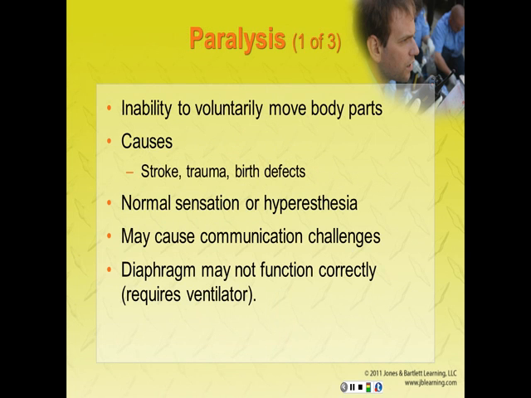Paralysis. Paralysis is the inability to voluntarily move one or more body parts, and some possible causes include stroke, trauma, and birth defects. Patients may have normal sensation or hyperesthesia, which is an increased sensitivity, and they may also cause communication challenges if they have facial paralysis. The diaphragm may not be functioning correctly, and they may require the use of a ventilator.